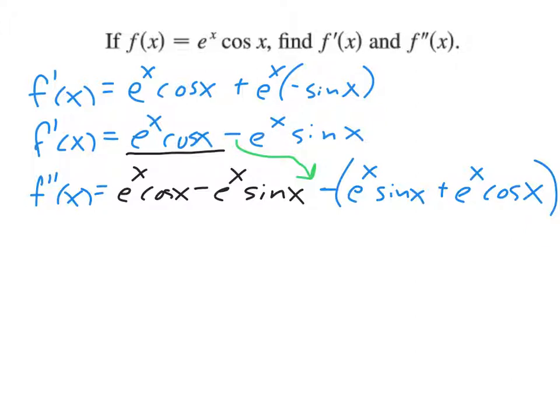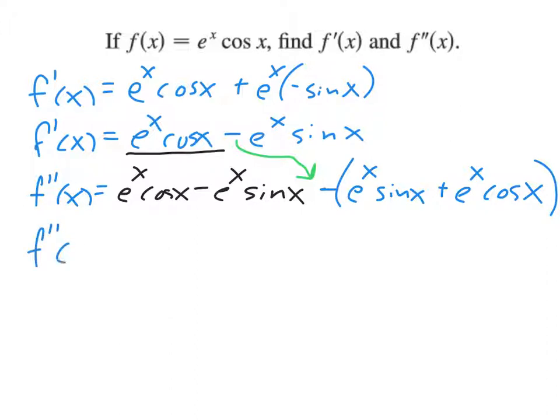Let's see here. Can I simplify that second derivative? No. Let's see here. I'm seeing some stuff that looks a lot alike. I'm seeing some e to the x cosine of x's, and I'm seeing some e to the x sine of x's. So yeah, there must be something I can combine here.